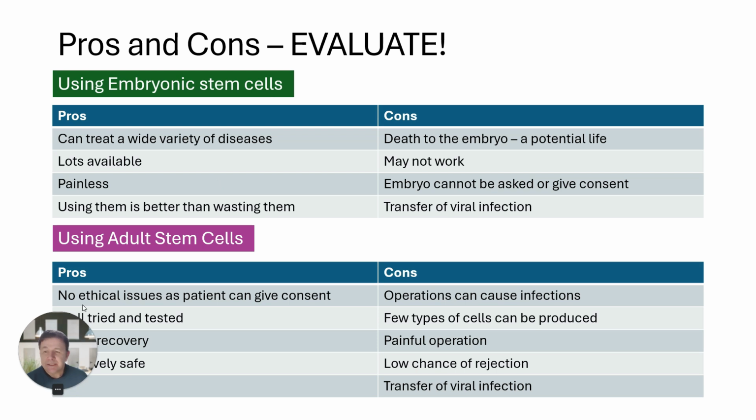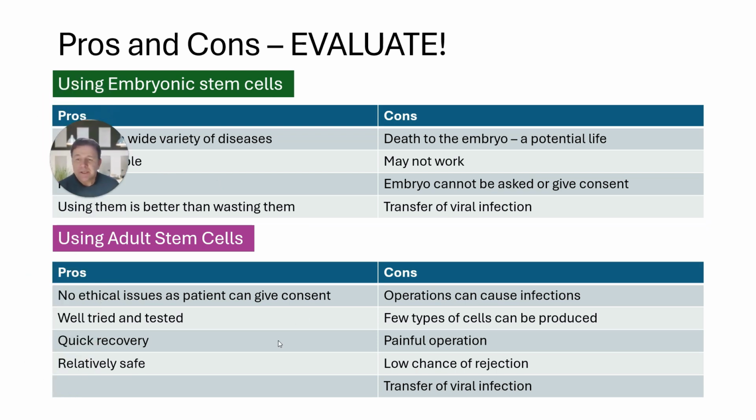Using adult stem cells, let's move me out of the way. So there are no ethical issues as the patient can give consent. It's well tried and tested. You get quick recovery. It's relatively safe. The cons are that any operation can cause you an infection. Fewer types of cells, different types of stem cells can be produced. There's a lower chance of rejection, but you could get a transfer of viral infections.